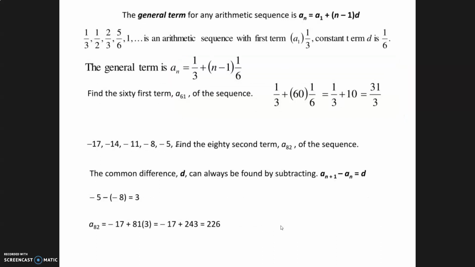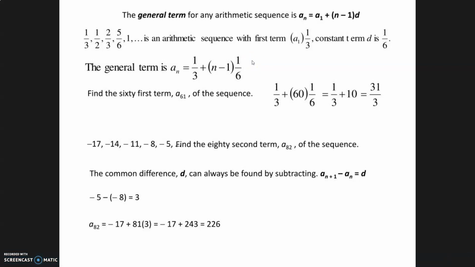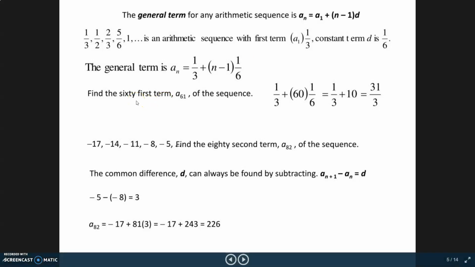Now, the general term formula on the top here is pretty easy to work with once you understand it. So there's that last example with the fractions again. We already identified our first term A1 and our common difference D, which is 1/6. So this formula right here is our general term. And again, our general term is not going to be a value, it's going to be an expression. And if we want a specific term, that's when we plug in that specific place value for n.